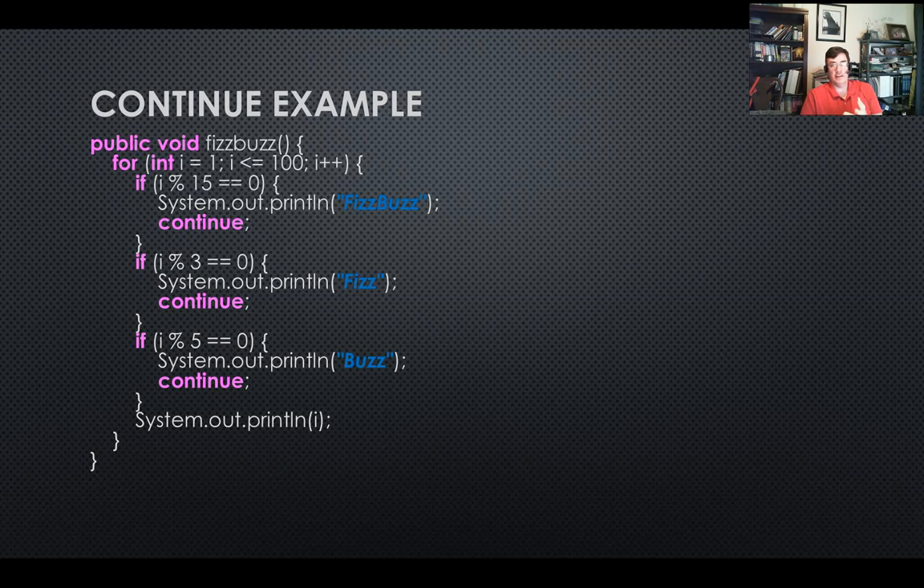Because when we get to 15, 15 is evenly divisible by 15. So we'll print out fizz buzz, and then the continue skips over everything else. Then we'll print out 16, 17, and then we'll print out fizz, because 18 is evenly divisible by 3. Then we'll print out 19, then we'll print out buzz, because 20 is evenly divisible by 5. So you can see this is a little bit of a nonsense method, but it shows some of the power of the continue statement.